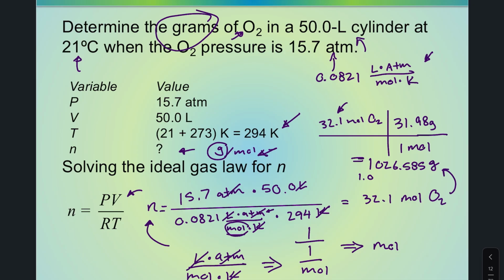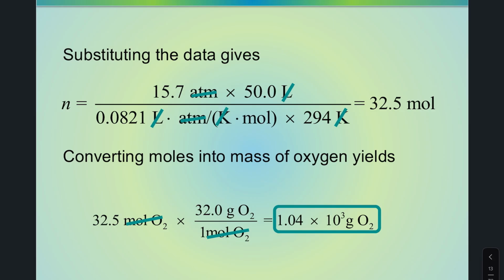1.026, nope, 1.03 times 10 to the third grams. And that is our answer. And let's see it again.